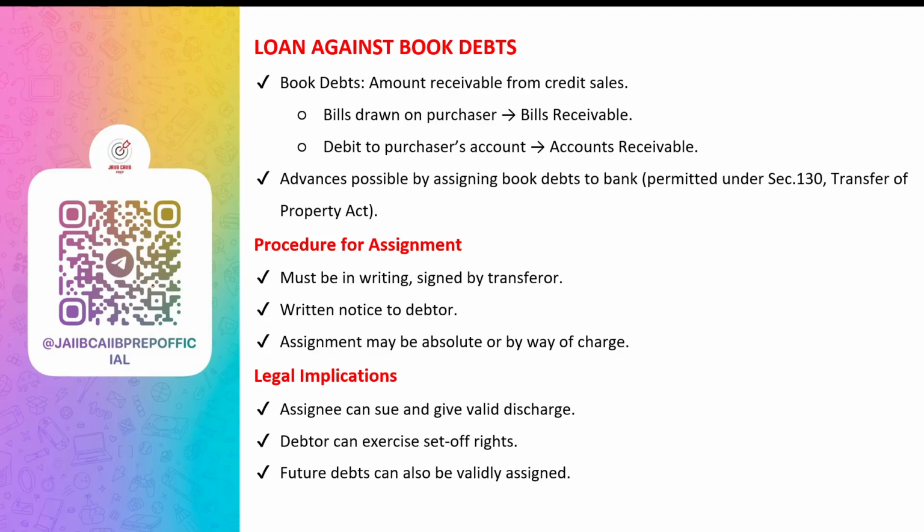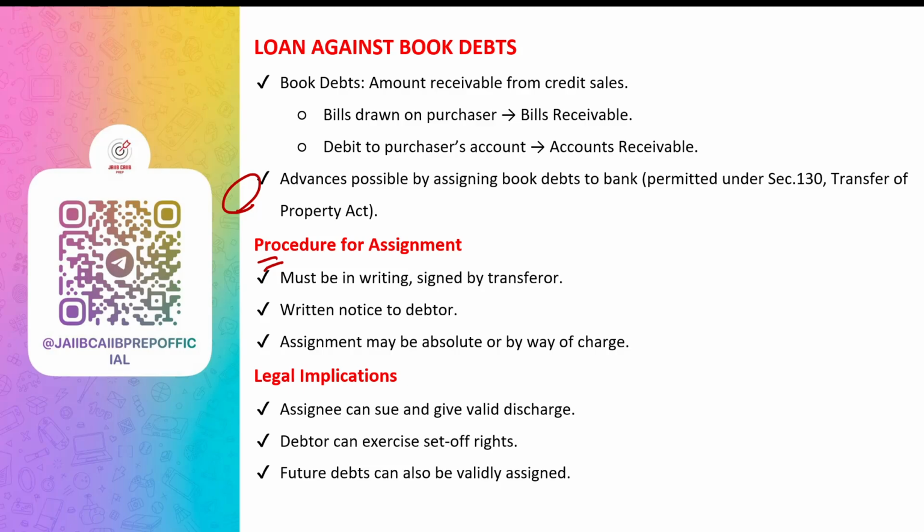So, let's talk about the legal basis and the conditions for valid assignment. They are governed by Section 130 of the Transfer of Property Act, which permits assignment of actionable claims. The condition for valid assignment is that it must be in writing and signed by the assignor or authorized agent. The notice of assignment must be given to the debtor. An assignment can be absolute or by way of charge. Absolute means there is a complete transfer. By way of charge means the security is limited.